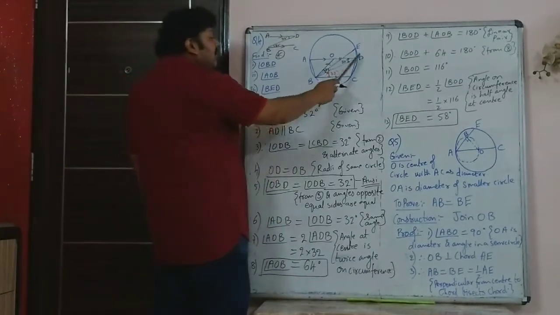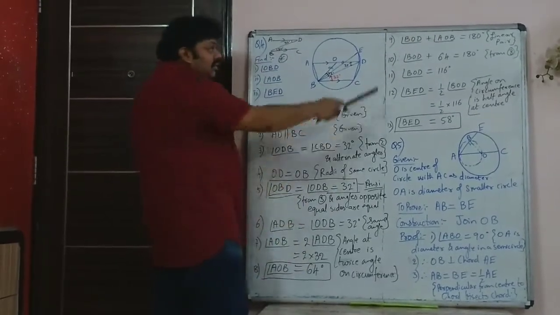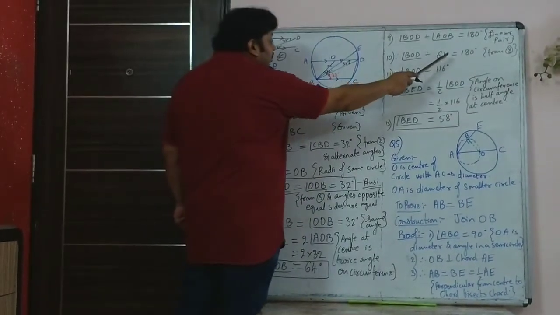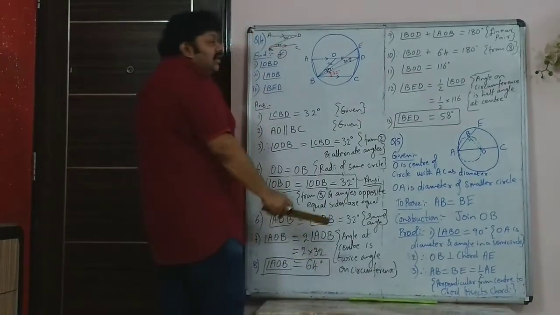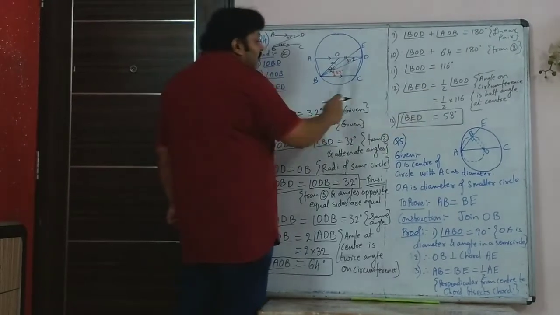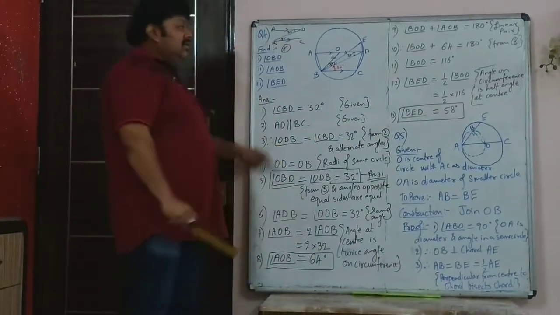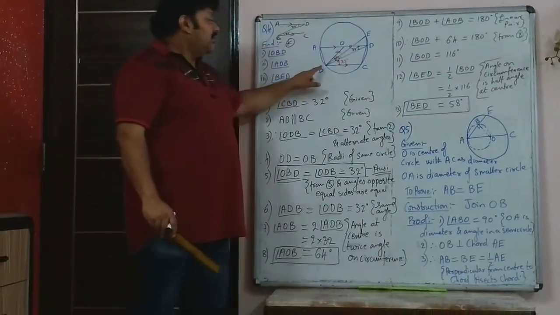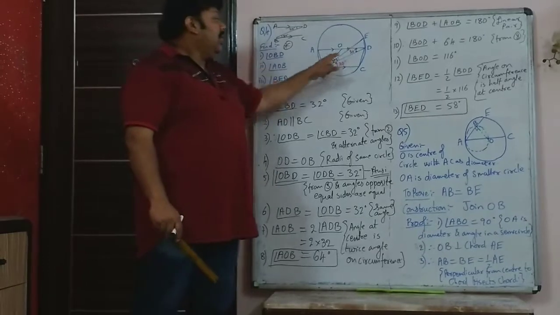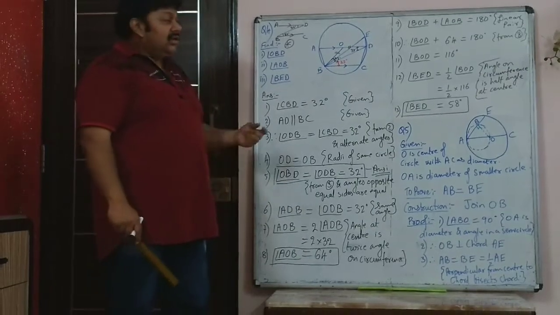So now what is BOD? It's a linear pair with this angle which you just found, 64. So therefore BOD plus BOA, that is 64, BOD plus 64 is 180, so BOD is 116, so BED will be half of 116, so BED will be 58 degree. Reason: this is angle at the circumference, that will be half the corresponding angle at the center. Both BOD and BED have the same segment or chord BD in front of it.